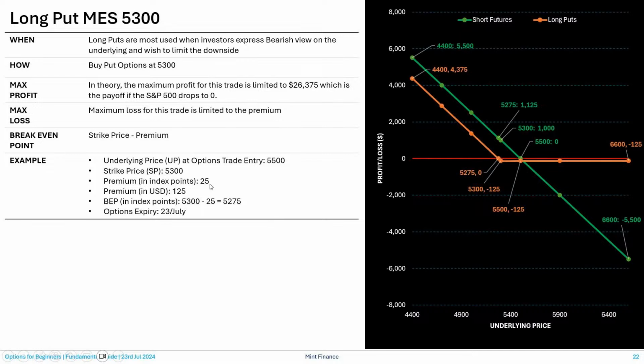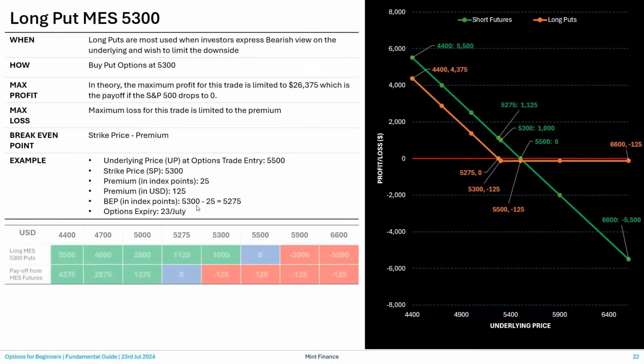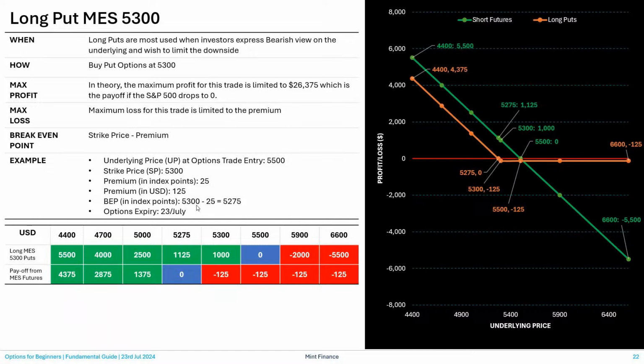So similar inputs, right? We're assuming the premium is going to be $25, and in US dollar terms, that comes up to $125. The break-even point in this case would be the strike price minus the premium, since this is only going to work when prices decline. So that comes up to 5,275. And if we again see the payoff, right?